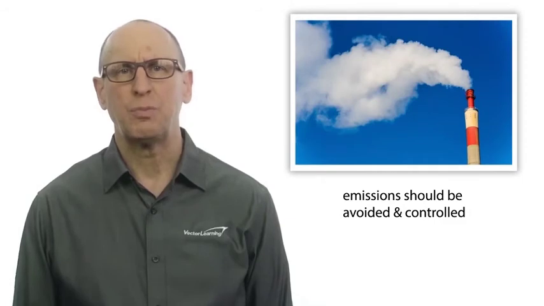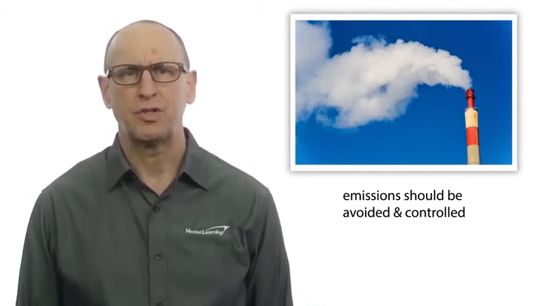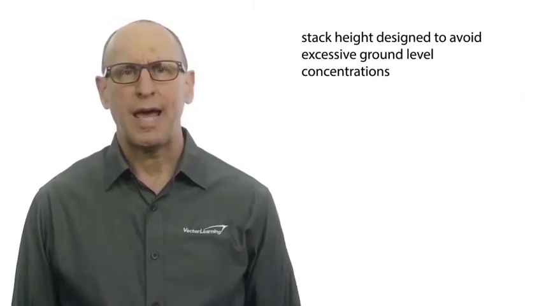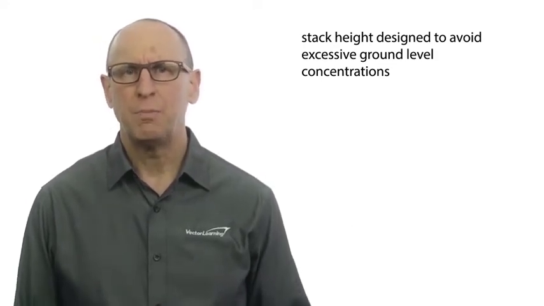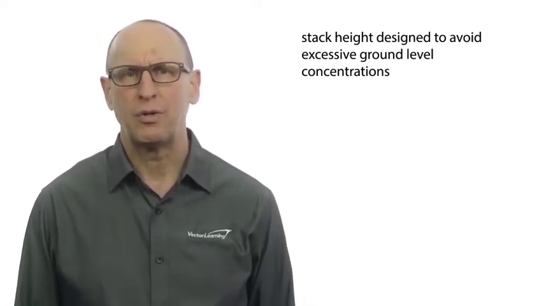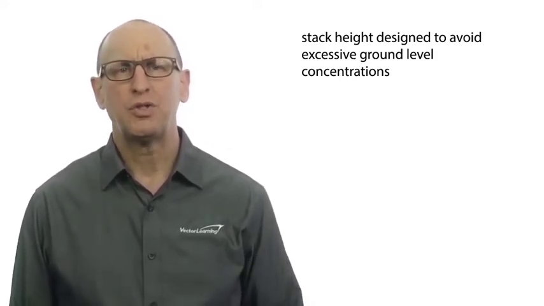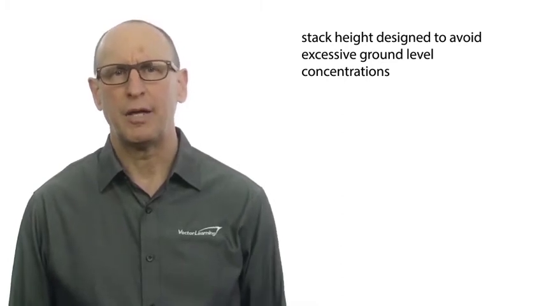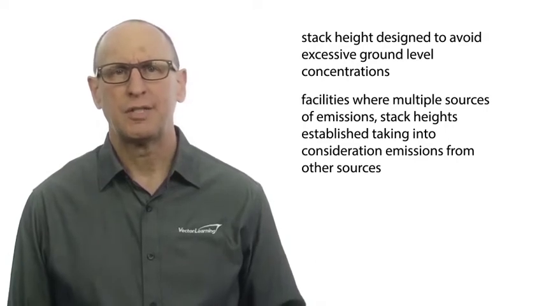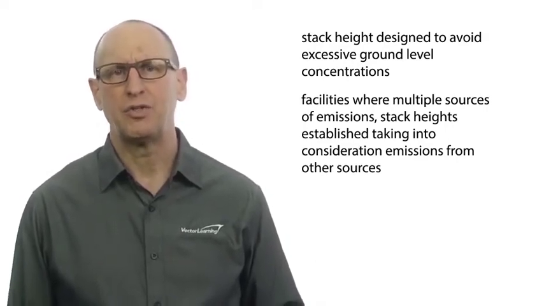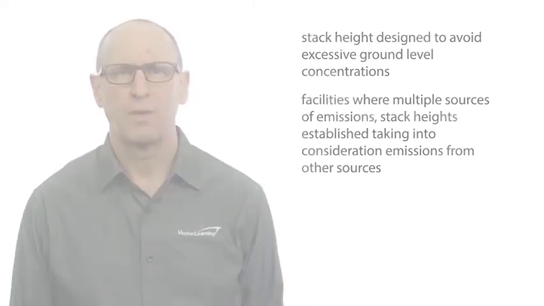Emissions from point sources should be avoided and controlled according to good industry practice based on the specific industry sector. The stack height, for example, for all point sources of emissions, whether significant or not, should be designed to avoid excessive ground level concentrations due to downwash or eddy effects, and to ensure reasonable diffusion to minimize impacts. For facilities where there are multiple sources of emissions, stack heights should be established, taking into consideration emissions from all other sources, both point and fugitive.